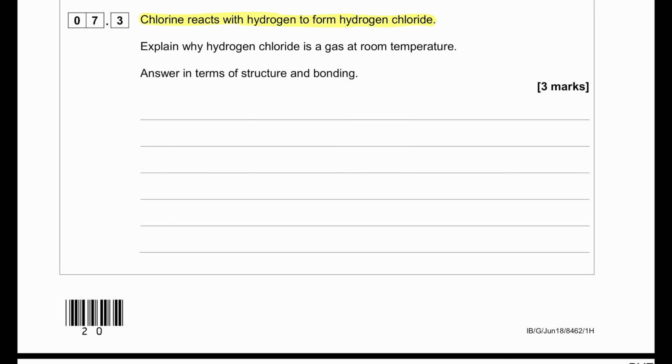Chlorine reacts with hydrogen to form hydrogen chloride. Explain why hydrogen chloride is a gas at room temperature. Answer in terms of structure and bonding. So basically guys, hydrogen chloride is made up of small molecules, because when hydrogen and chlorine covalently bond together, they produce the HCl molecule. So hydrogen chloride has weak intermolecular forces between each molecule, and these weak intermolecular forces require very little energy to overcome. That is why it is a gas at room temperature, because room temperature is high enough to provide that energy to turn it into gas.